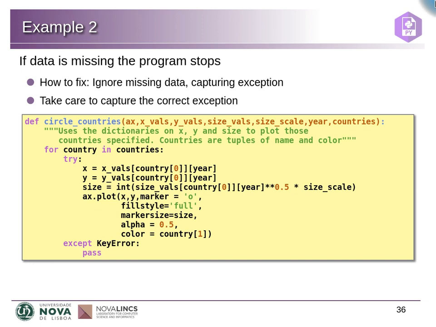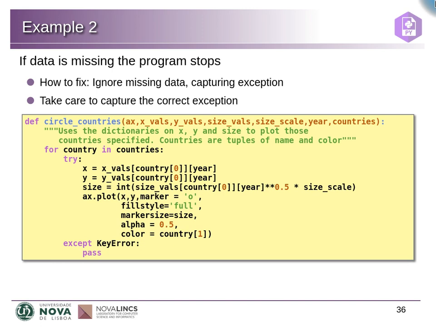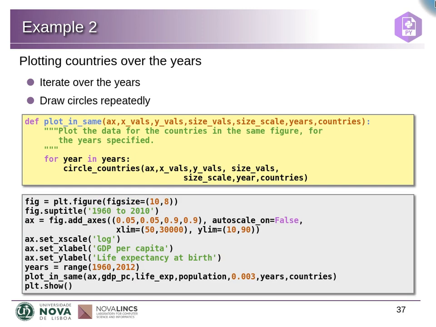And now we can test this by plotting everything in the same graph. So we receive the same parameters for this function, but instead of a single year, we get a list of years, and now simply draw the countries there for all the years. Since we already have this try except block, if some countries don't have data for a specific year, then they are just not drawn in that year, and the program keeps going.